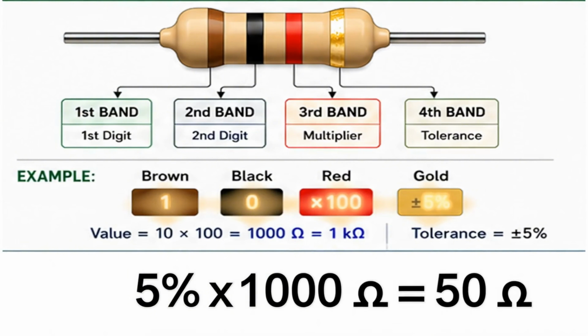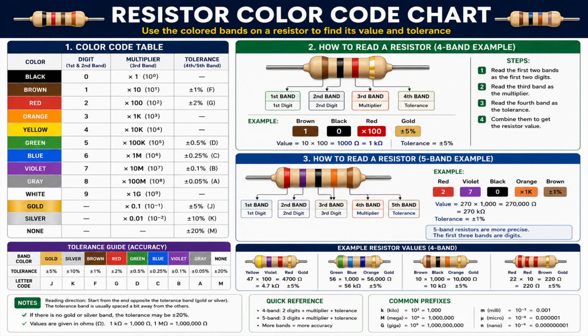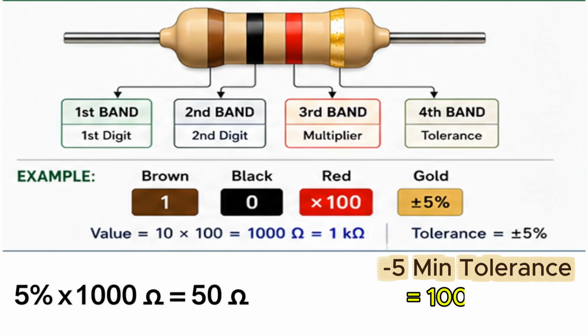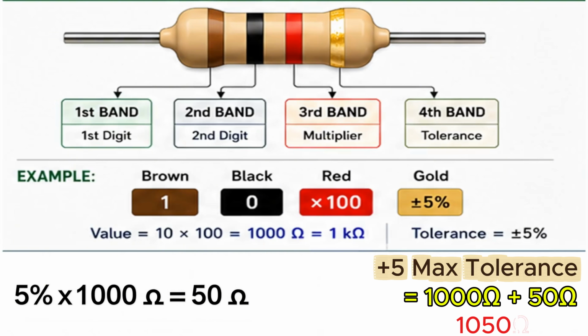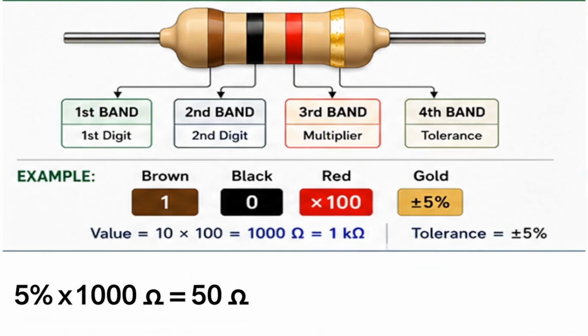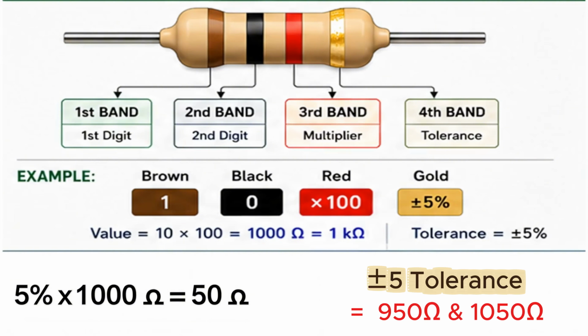And so now we need to find the minimum and the maximum. The minimum will be 1,000 minus 50, so it'll be 950 ohms, and the maximum would be 1,000 plus 50, so it would be 1,050 ohms. So this is how resistors work. They have a tolerance level of minimum and maximum, so you can use a resistor value anywhere in between 950 and 1,050.